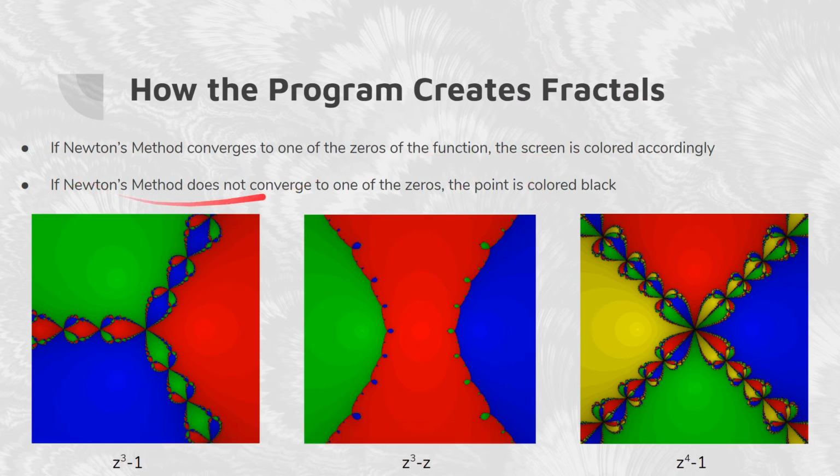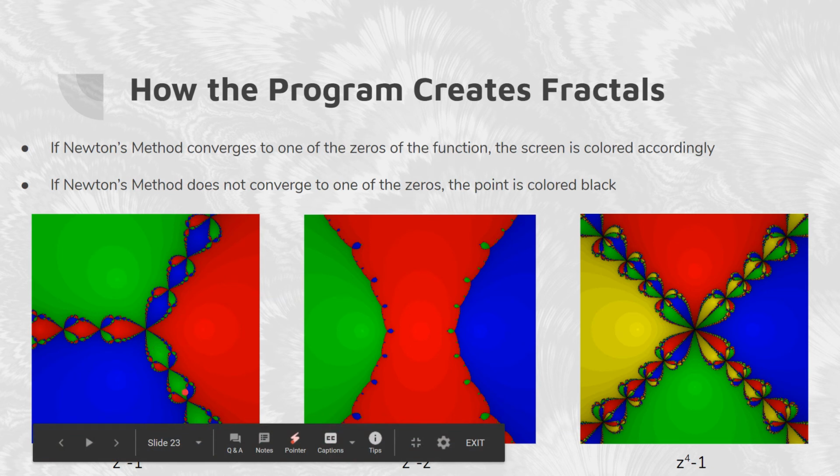So if it does not converge, then the point is colored black. You can kind of see that some points here are black, but most of them are colored in. If it converges to green, that represents one of the zeros that Newton's method converges to. If it's blue, it's another zero, and if it's red, it's another zero.